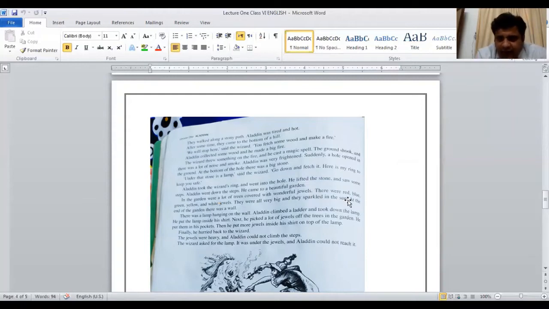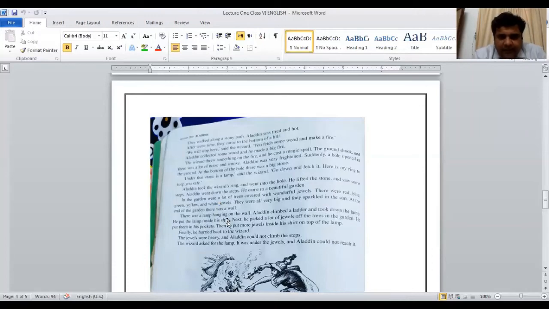There were red, blue, green, yellow, and white jewels, which means jewels of different colors were present. They were all very big and they sparkled in the sun, which means they were shining in the sun. At the end of the garden there was a wall.